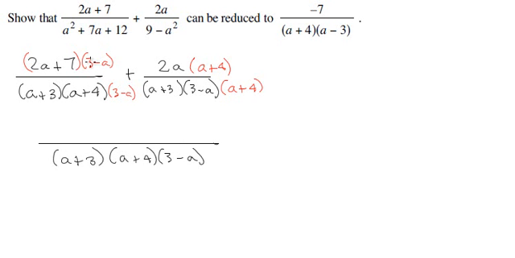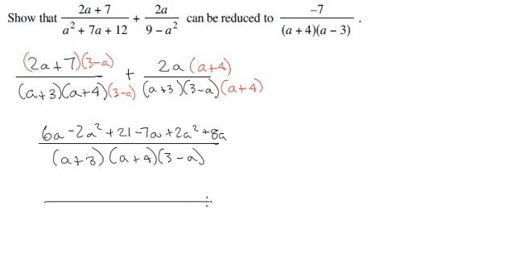This needs to be FOILed. 2a times 3 makes 6a. 2a times minus a makes minus 2a squared. 7 times 3 is 21. 7 times minus a is minus 7a. And over here, 2a times a makes 2a squared. And 2a times 4 makes 8a. So now, I'll just recopy the denominator again. You may hear some light tooth grinding as I write 3 minus a, but I'll let it go.